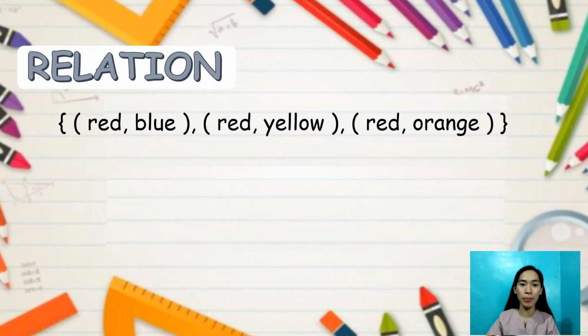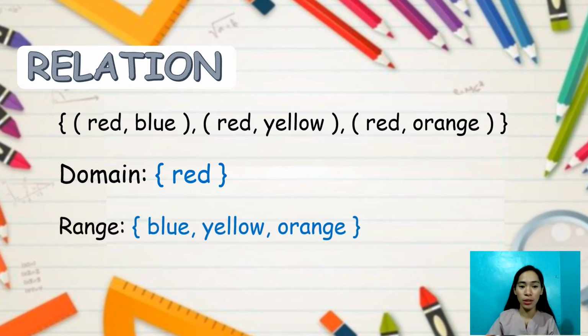So another example, the set containing the ordered pairs (red, blue), (red, yellow), and (red, orange). So as you noticed, we have the same domain, which is red. So we're going to write the domain once. So the domain is the set containing red. Next, we have the range. So we have the blue, yellow, and orange.